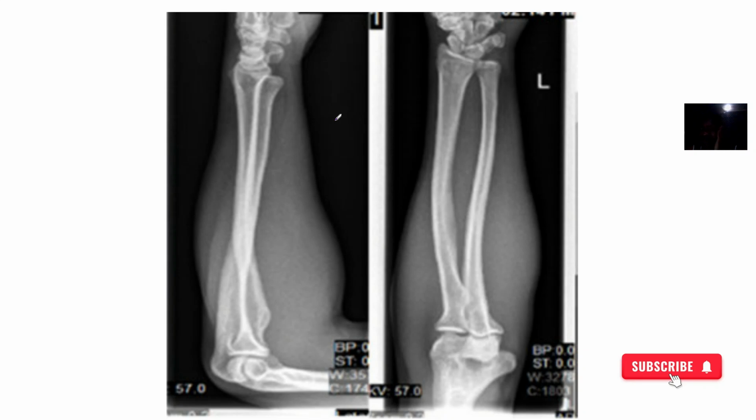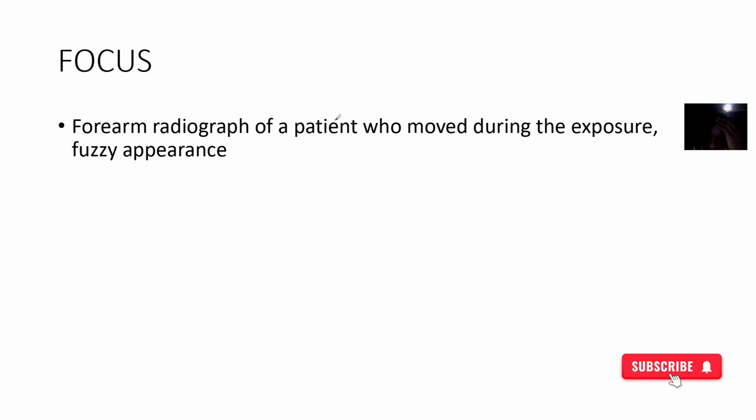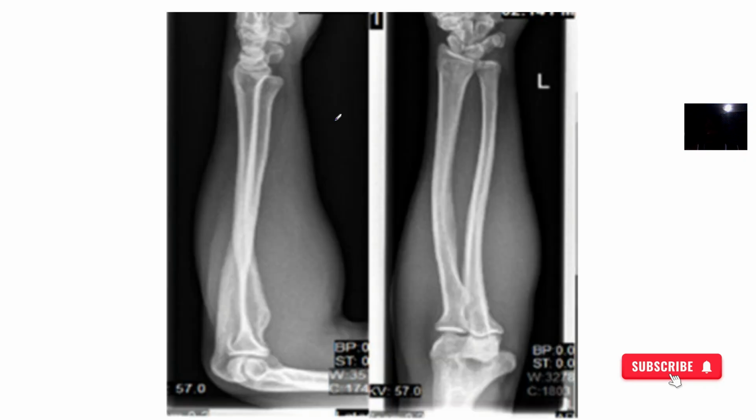You can see how the image is unclear. We call this what is known as a fuzzy appearance. This sheds more light on the importance of, if I want to image a patient, the patient should be stable. If they're not stable, I could use something that could make them stable.